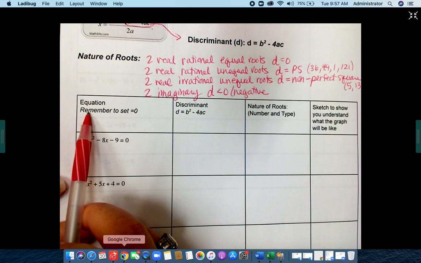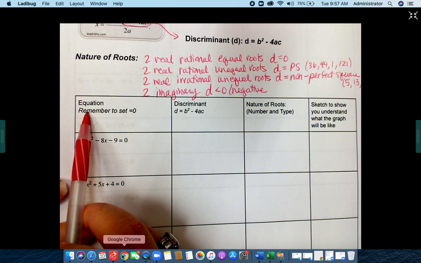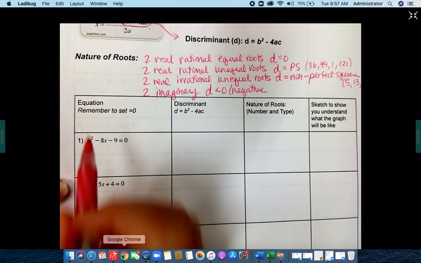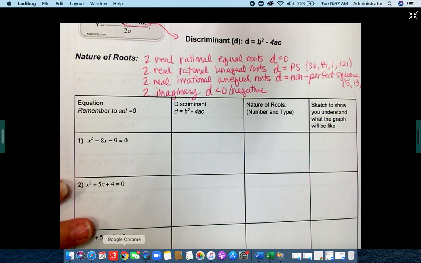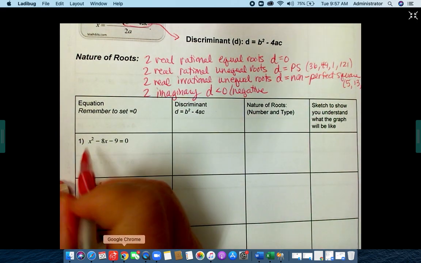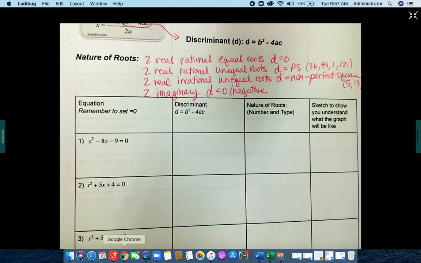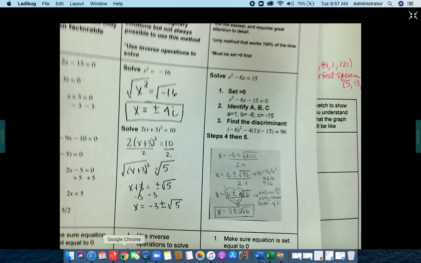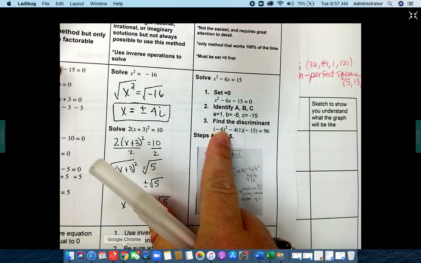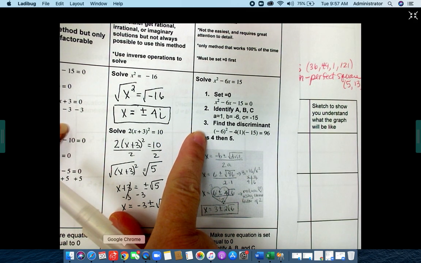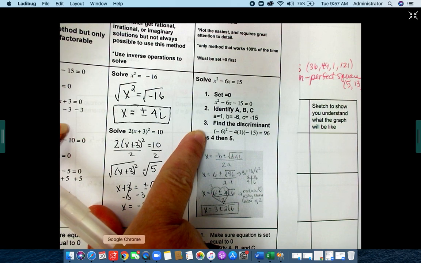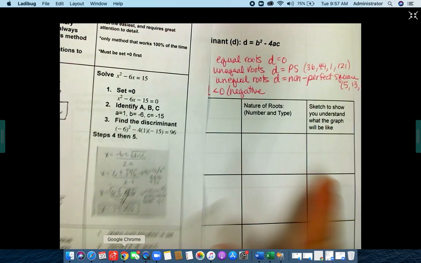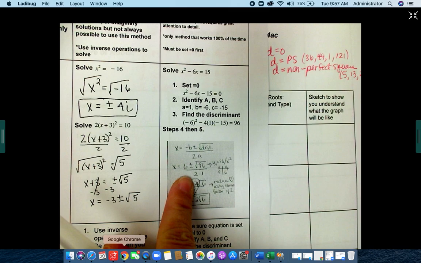One thing that will be important is that in order to use the quadratic formula and find the discriminant, it has to be set equal to 0 first. If you'd like, from the first sheet, the first steps, A, B, 1, 2, and 3, are all about finding the discriminant, and then you're going to tell what it is. We're just not doing steps 4 and 5 today, okay?